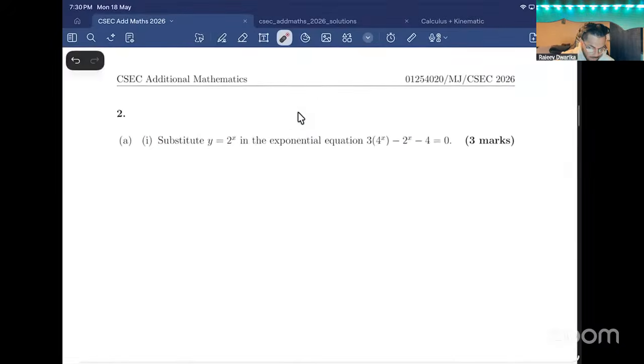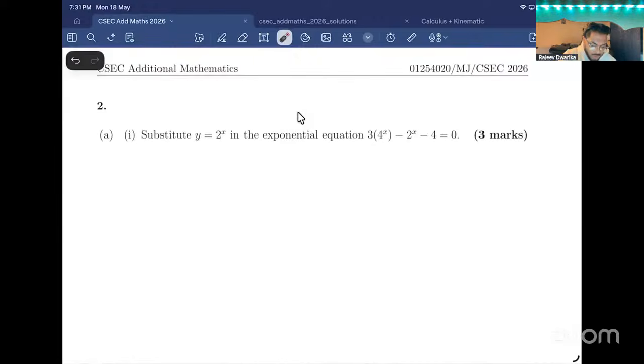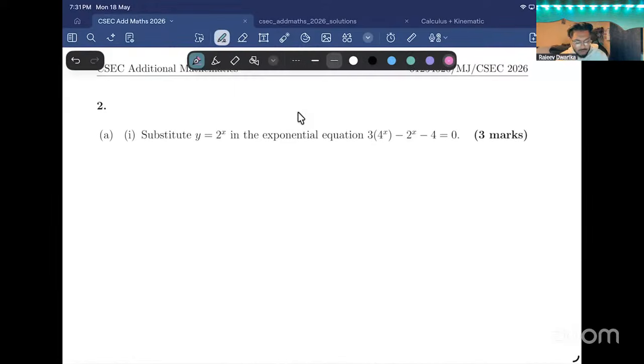Cool. Part 2. Substitute y is equal to 2x into the exponential equation 3 by 4 to the power x minus 2 to the power x minus 4 is equal to 0. This is a speed through of the test paper. At some point in time, I'll do a more in-depth solution.